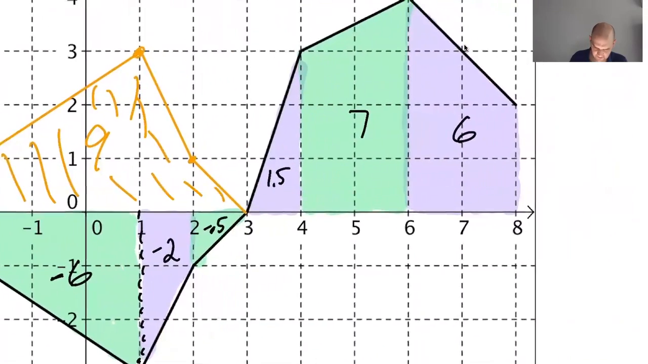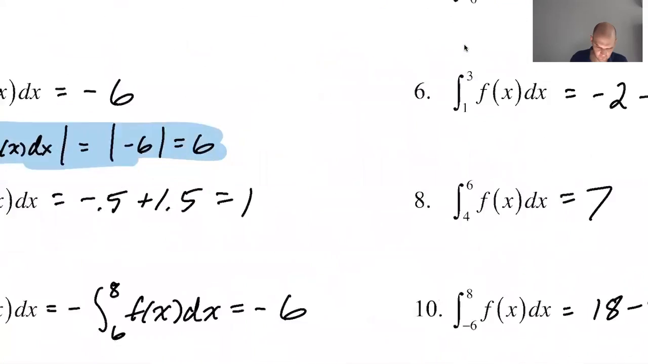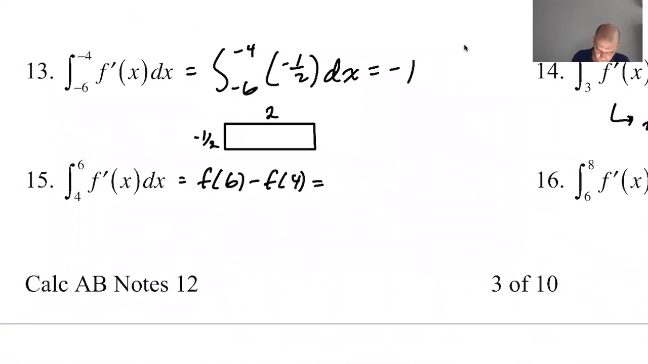F of 6 minus f of 4. F of 6 is 4, f of 4 is 3. 4 minus 3 is 1. So 4 minus 3, which is 1.